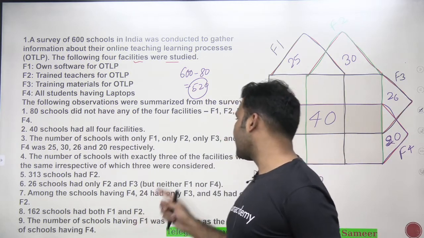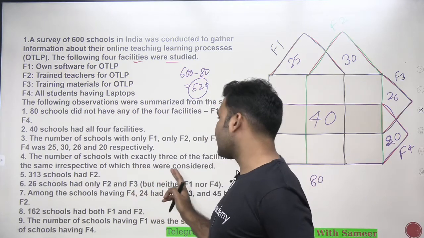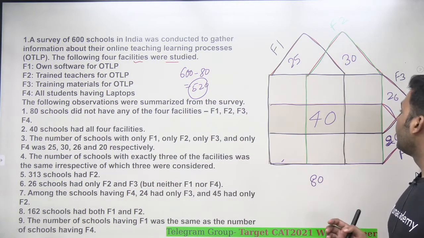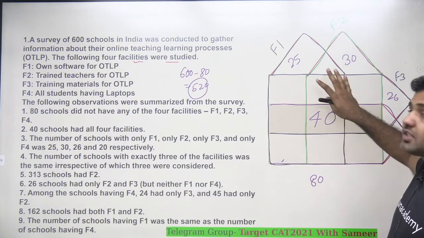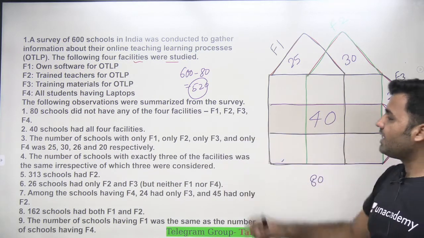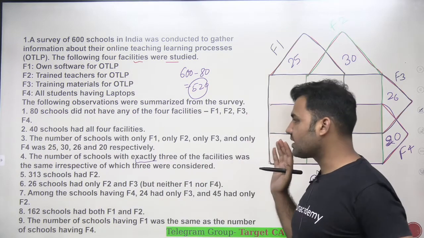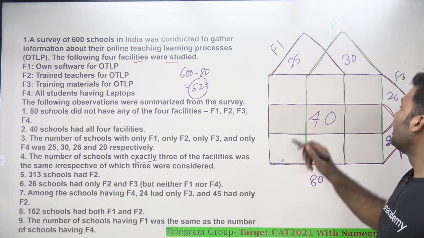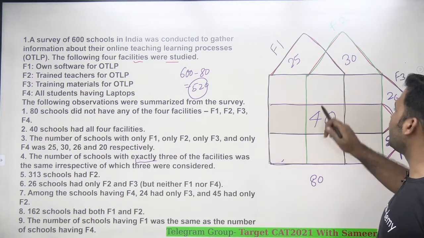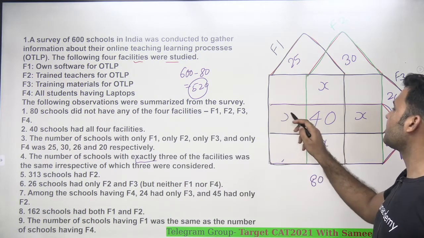The number of schools with exactly 3 of the facilities was the same irrespective of which 3 were considered. So we know that the intersections of 3 sets are these 4 values, and it says the number of schools with exactly 3 facilities was the same irrespective of which 3. So whichever cell you pick, which is the intersection of 3 sets, all these values are the same. So if this value is x, this is also x, this is also x, and this is also x.